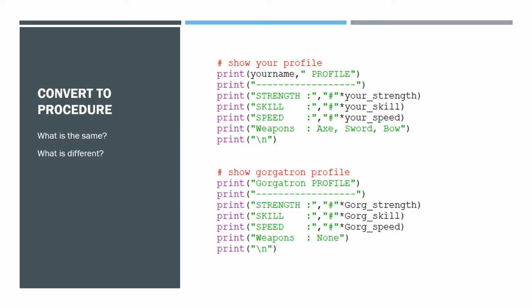So here are 2 blocks of very similar code in my program. The first one shows my profile and the second one shows Gorgatron's profile. I'm going to create a single procedure which will do both of these things. It's somewhat like the show place procedure that we used last lesson.